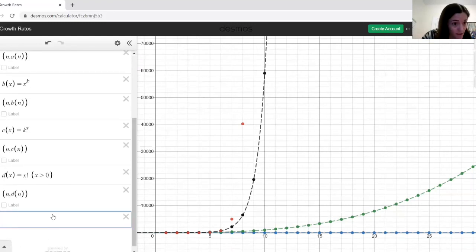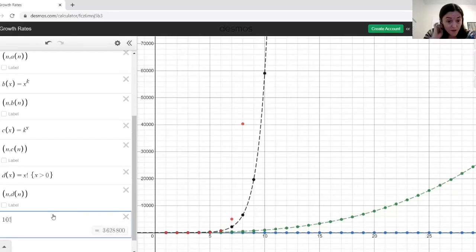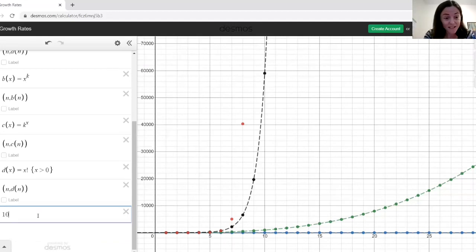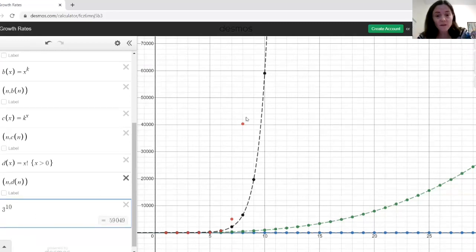We can calculate this. What is 10 factorial? Okay, yeah, it's way off the charts. It looks like it's over 3.5 million, and I only go up to 70,000. Whereas if I did 3 to the 10, this is 59,000, and you see it approximately here. Well, 59,049, right? Less than 60,000. It's still on our graph.